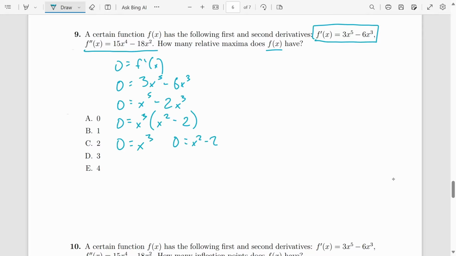So on the left here, we'll have x equals 0 if we just cube root both sides. And on the right, we'll have 2 equals x squared. And then square root of both sides, we'll have positive and negative root 2 equals x. So it looks like we've got three critical points: 0, root 2, and negative root 2. So knowing that, we can go ahead and set up our little table to find these maxima and minima.